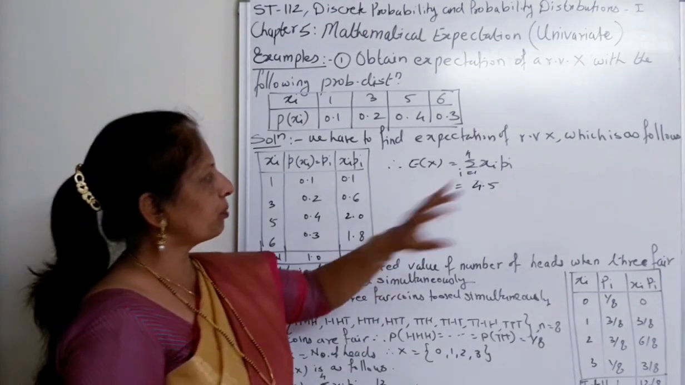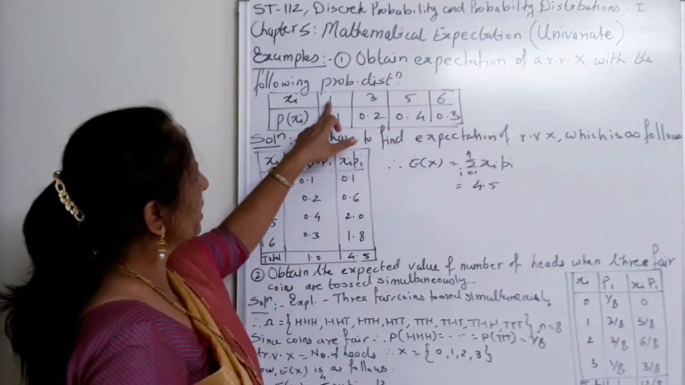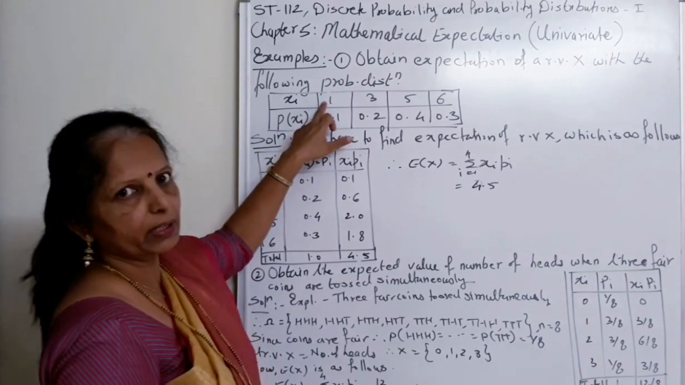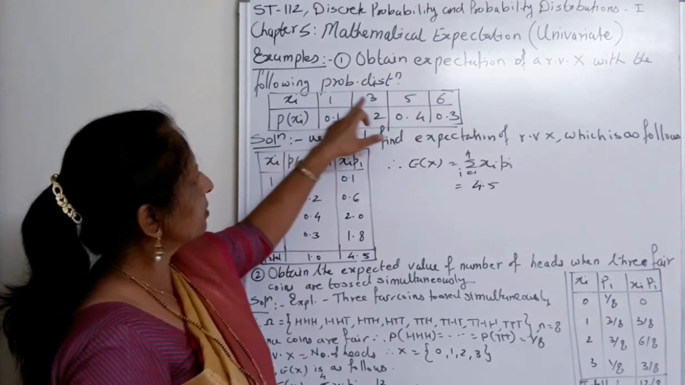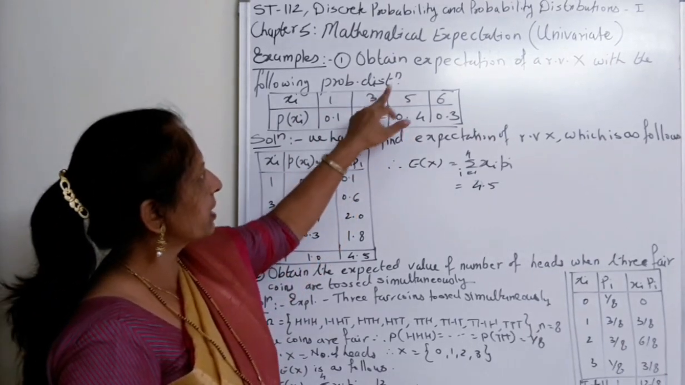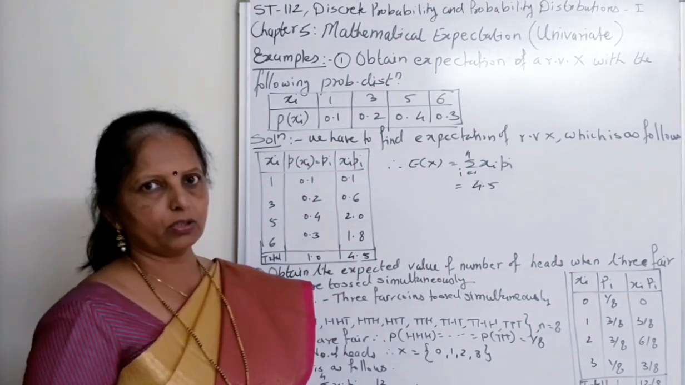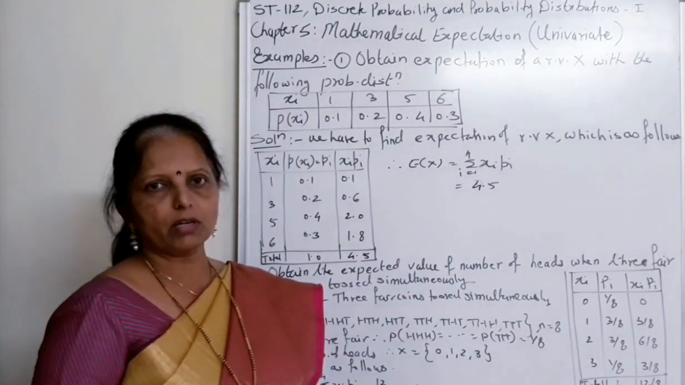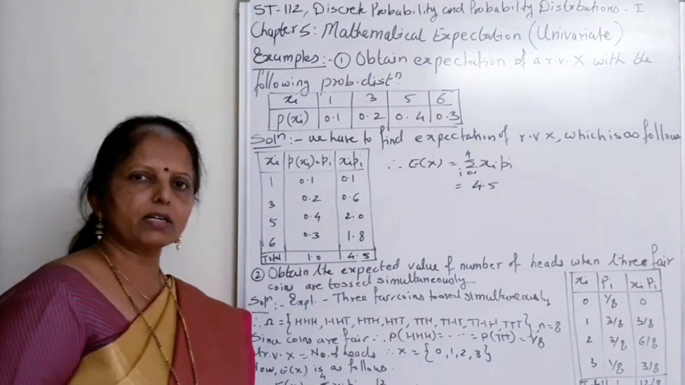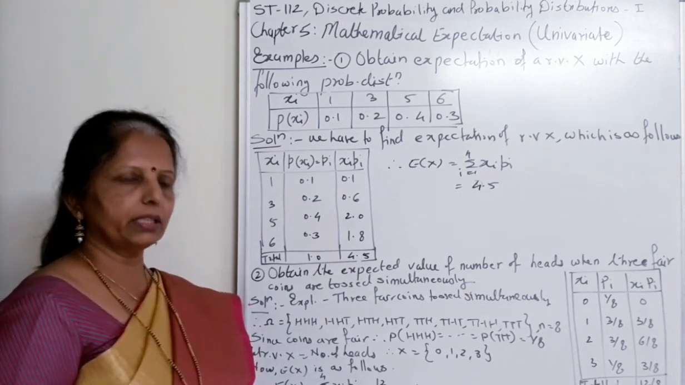See our answer 4.5. Is it at the center of the data? Center of the data means our xi values, because this is the mean of x. So I have to see only the x values. What are the x values? 1, 3, 5, 6. They are not equidistant. But see the center. The center is in between 3 and 5. That will be 4. Our answer is near to 4. That is 4.5. So our answer is correct. Like this we can check ourselves whether our answer is correct or not. It should occur at the center of the data. That you have to remember.